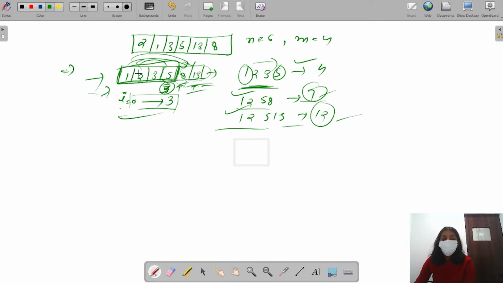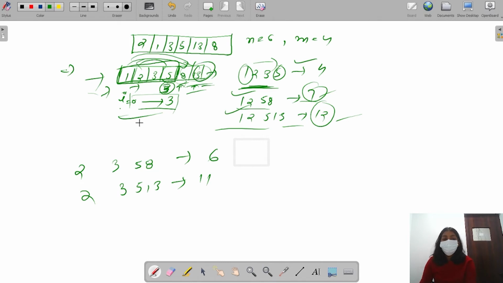Again for 2, if I say the minimum number of chocolates I'm giving to our students is 2, I can also have 2 3 5 8 only. The difference here would be 8 minus 2, that is equal to 6. If I do 2 3 5 13, the difference is going to increase, that will be 13 minus 2, that is 11. So I'm not going to consider this.